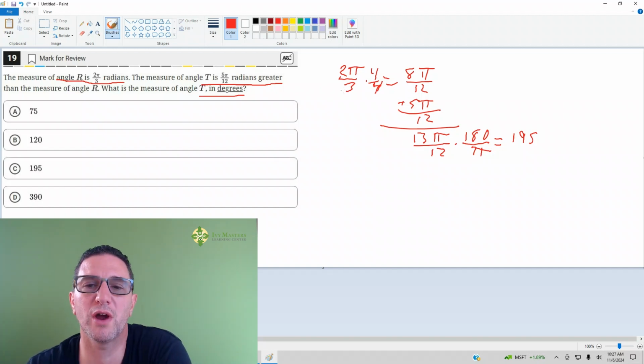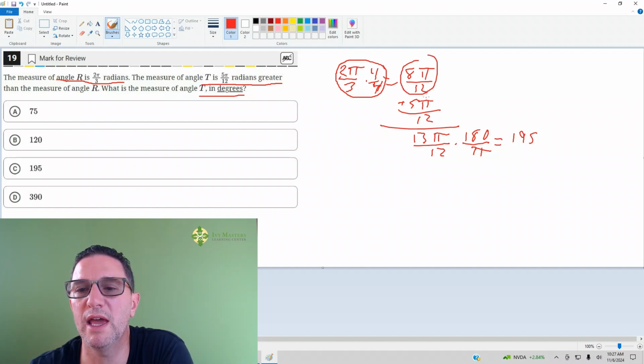But in order to add fractions, you need to have a common denominator. So you multiply 2 pi over 3 by 4 over 4. You get 8 pi over 12. You add it to 5 pi over 12. You get 13 pi over 12.